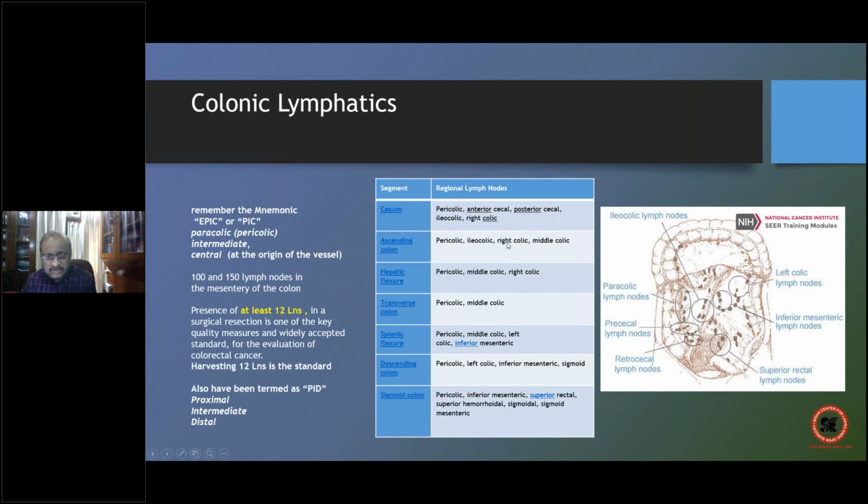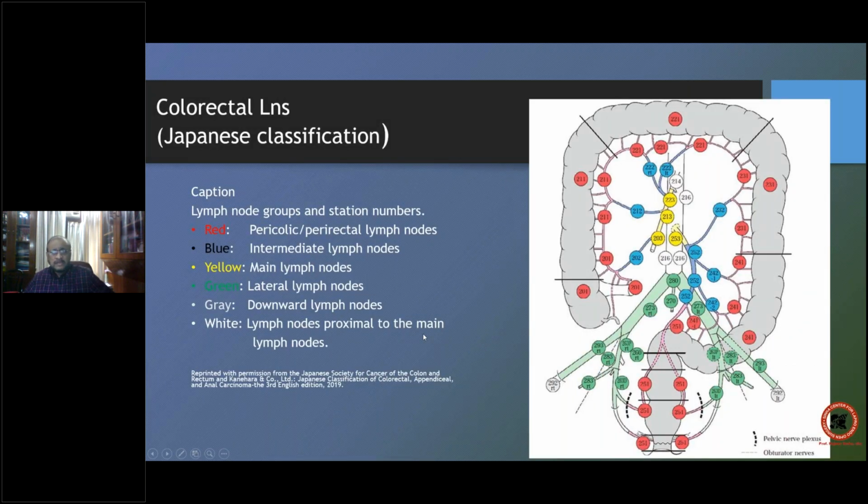I'm not going to go into the names of the lymph nodes, more so the Japanese classification, which is a classification for the colonic lymph nodes, and they've numbered it as red, blue, yellow, green, gray, and white. So you've got the pericolic starting from lateral to medial. You've got the blue color, which are the intermediate, and these are the main lymph nodes. And more central to that would be the white lymph nodes, which are the para-aortic and the para-caval lymph nodes, and the inter-aortocaval lymph nodes. So this is the Japanese classification for these lymph nodes.